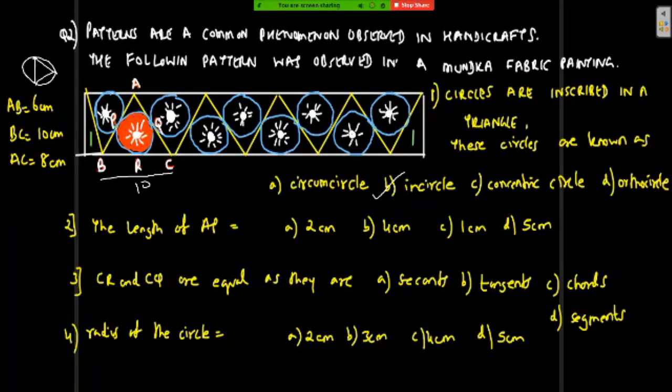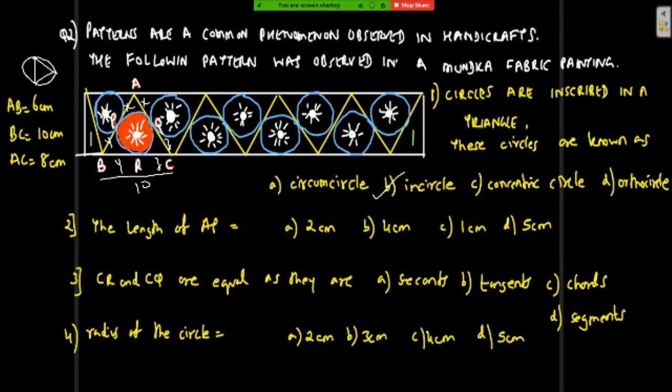So AP will be equal to AQ. If I assume this as X, this will also be X, isn't it? I hope you know this theorem. Length of tangents are always equal from the same external point. Same way, BP equal to BR. So this is going to be Y. BP equal to BR, right? From here to the point of contact. And this is going to be Z. Length of the tangents are equal.